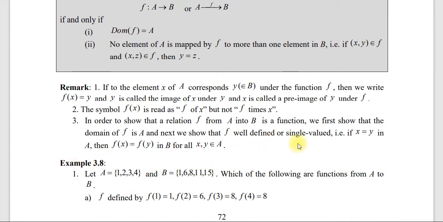Therefore, if x equals y in A, then f of x equals f of y in B for all x, y elements of A. That means f of x equals f of y only if x equals y. Otherwise, f of x is not equal to f of y, where x, y are elements of A.